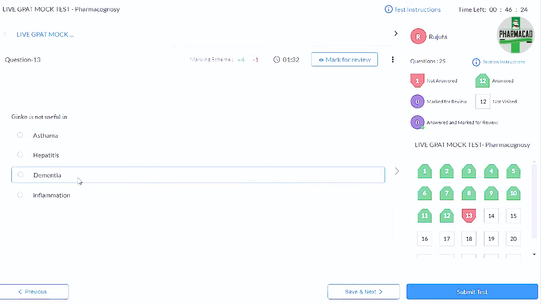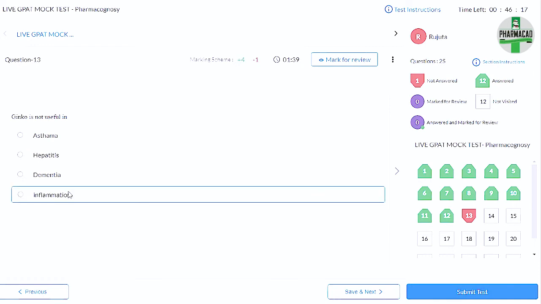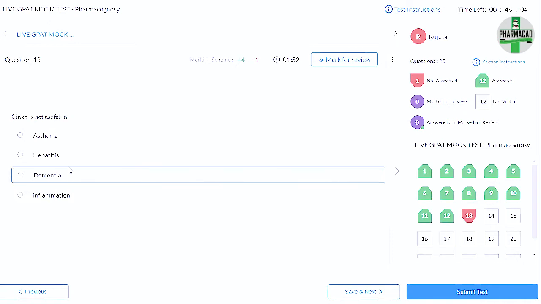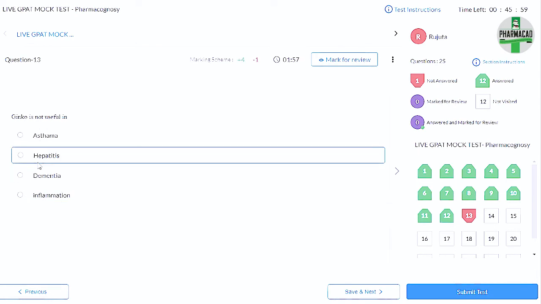So with dementia and asthma, you have two options which are confirmed. Now you are confused about the other two options, hepatitis and inflammation. In that, what you can do: dementia and asthma are chronic conditions where there is generally inflammation. So ginkgo, if it will not cure inflammation, it won't be able to cure the rest of the two things. So inflammation will be there. Ideally, if you correlate the options, you can say hepatitis will not be useful. So I click here, check here as hepatitis.